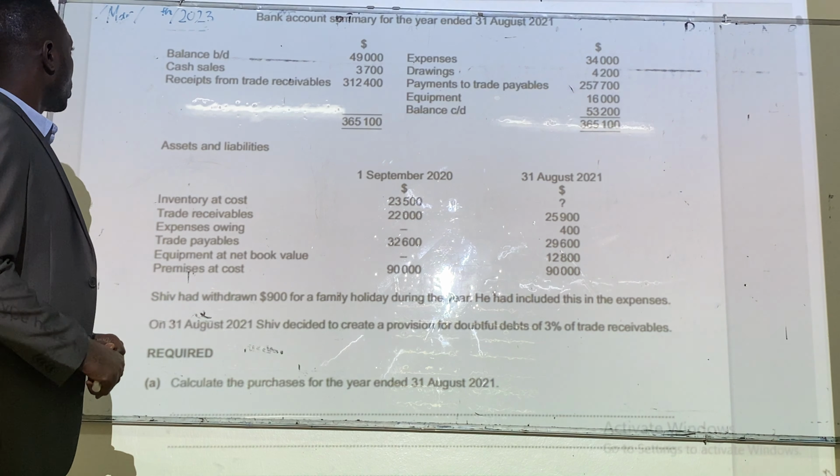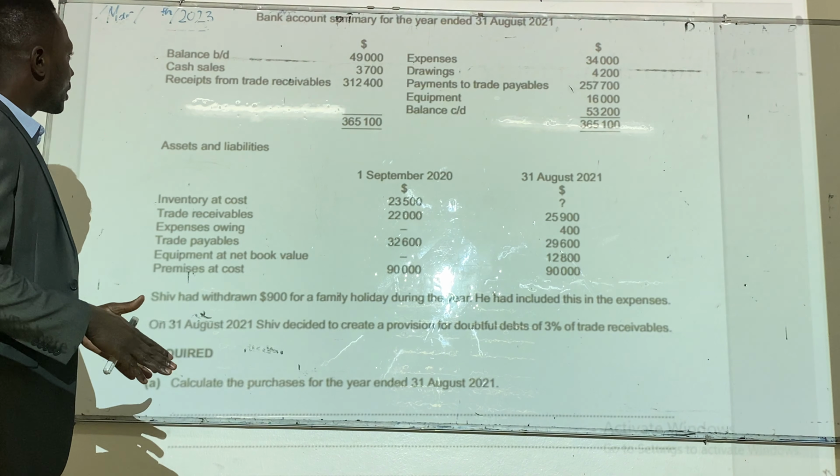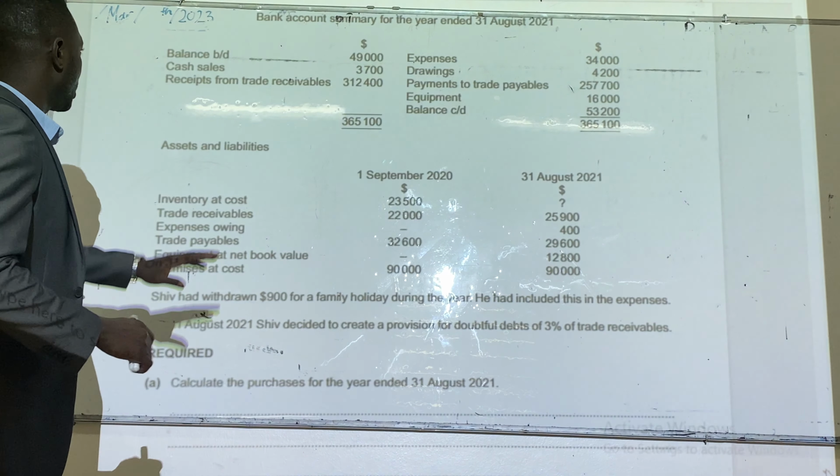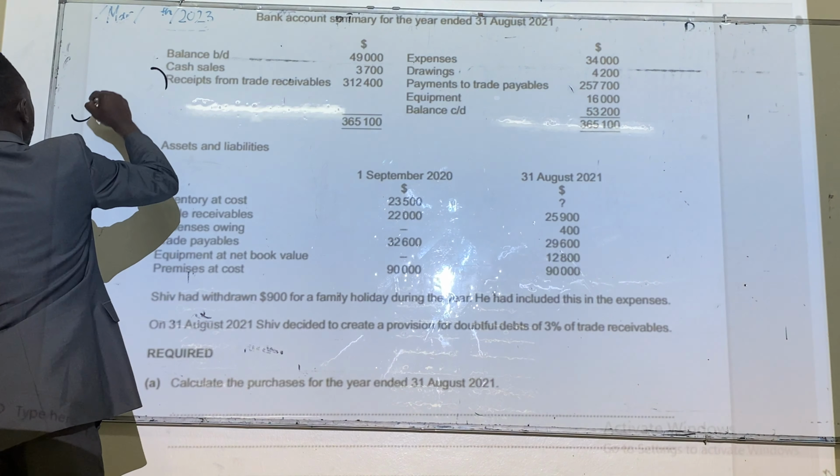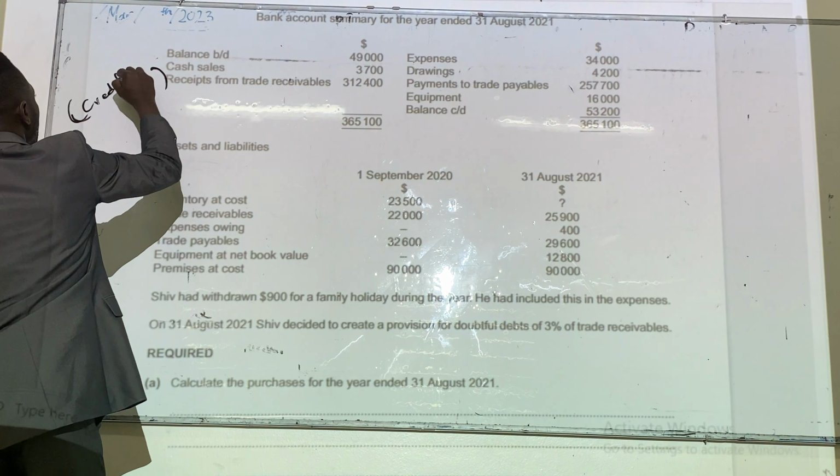31 August 2021. The balance brought down. Cash sales received from trade receivables. These are our credit customers.